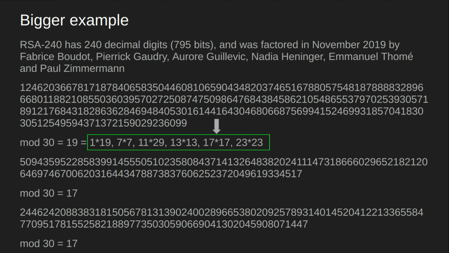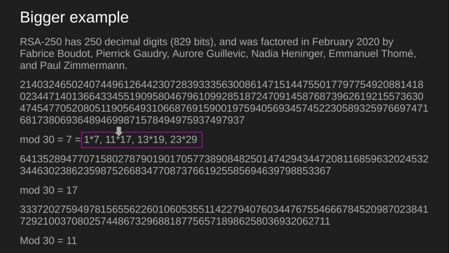We can see very clearly an RSA 240, which was factored in 2019. Applying the mod 30 function to it gives 19, and the mod 19 path group, applying the mod 30 function to either of those numbers, both results in 17, which is contained within this mod pair group. RSA 250, factored in 2020, mod 30 equals 7, which equals the mod 7 group, and applying that to either factor gives 17 and 11, which also is contained here.